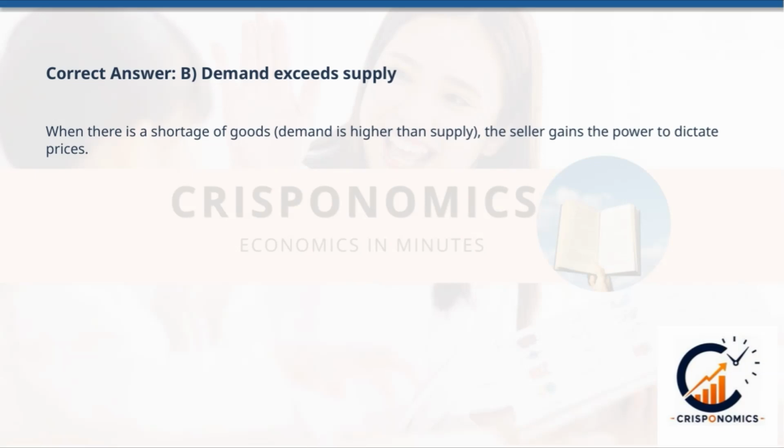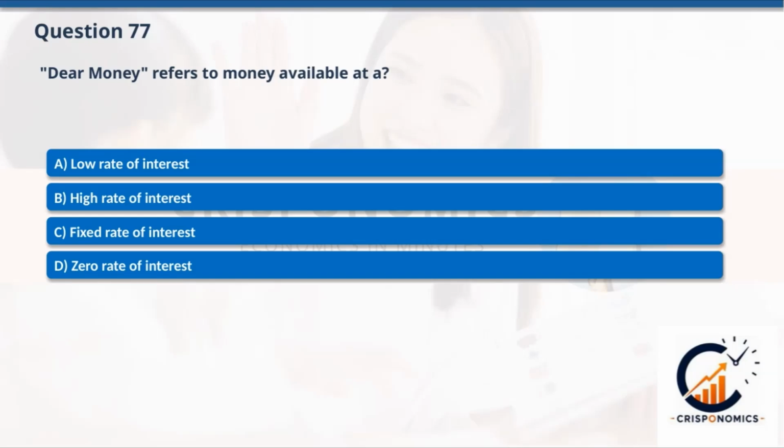When we talk about dear money, we're referring to the cost of borrowing, specifically the interest rate attached to it. So what kind of interest rate does dear money describe? Is it a zero rate, fixed, high, or low? The term usually points to money that's expensive to borrow, meaning a high rate of interest. It's money that comes with a heavier cost, making it less accessible and more cautious to use.